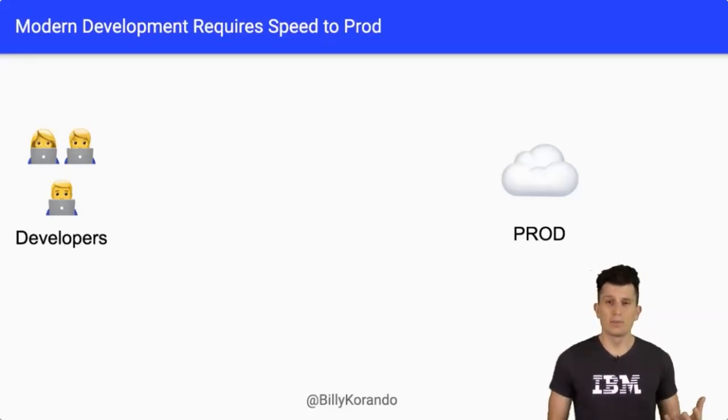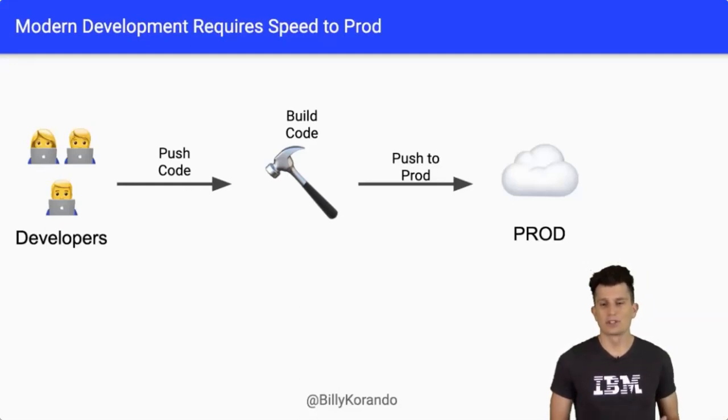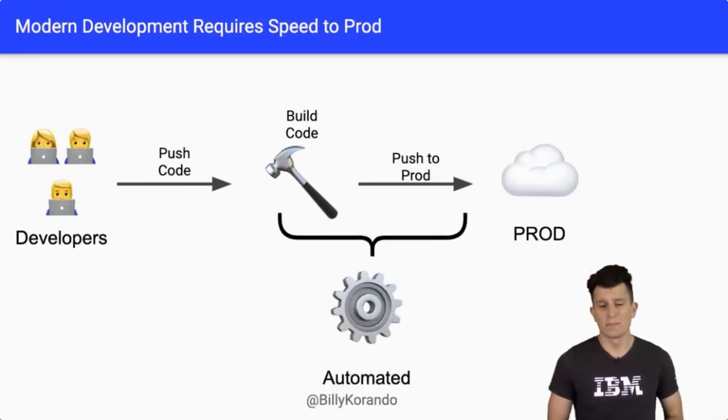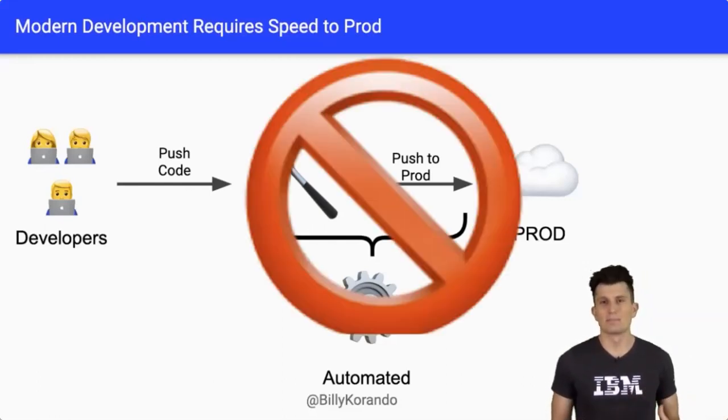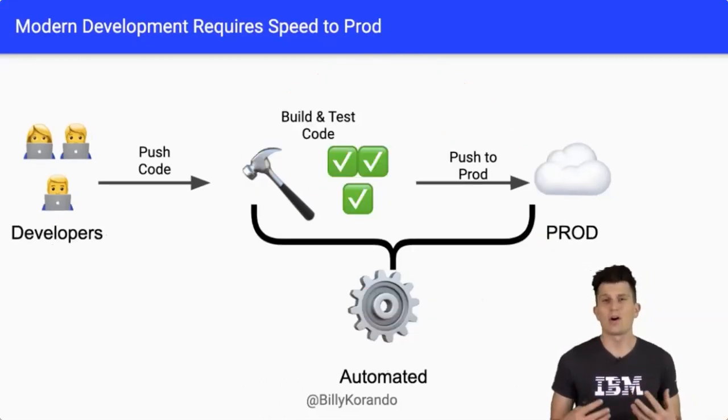But when developers push their code, it should be built and then pushed to production, and this process should be automated. But no organization is just going to accept building code and pushing it into production without any sort of validation, so we need to have our testing process also be automated.